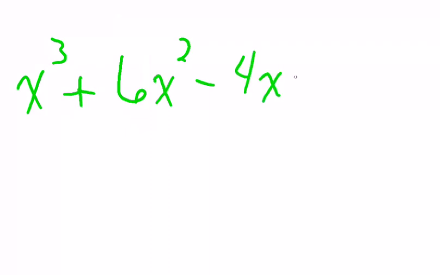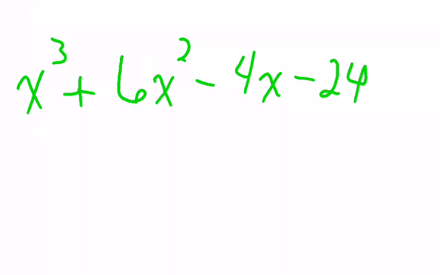Alright, last one. Okay, this one has 4 terms in it. So of course, first we look to see, is there a GCF that we can possibly pull out of there, and there isn't. Not every term has an X and not every term has a number, so that's as good as it gets there. So now we might be able to factor by grouping.